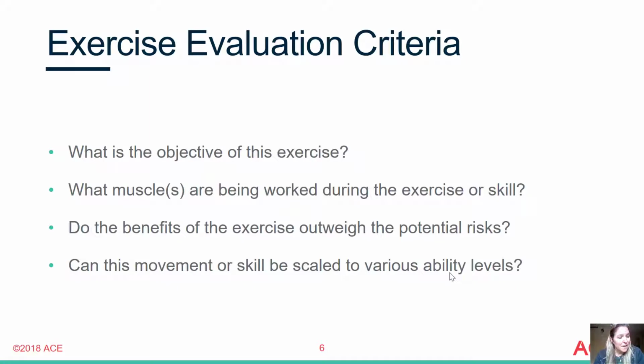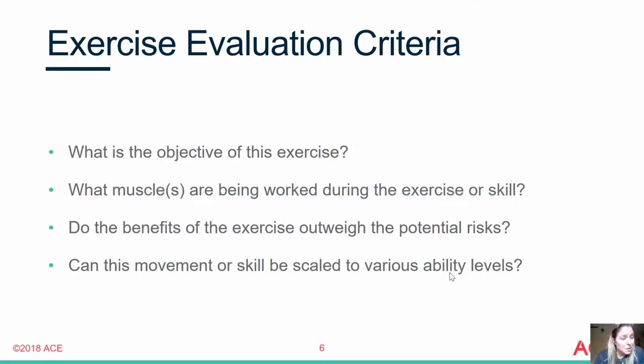When we look at exercise evaluation criteria, group fitness instructors should consider physiological, biomechanical, and psychological factors for any exercise or movement pattern. To this end, an exercise evaluation can be done for each movement in our class to determine its effectiveness and safety. So number 1, what is the objective of the exercise? Is it designed to improve our cardiorespiratory fitness? Is it designed to improve our strength, our endurance, our flexibility? Does it improve our ability to perform activities of daily living? What is the objective of this particular exercise?